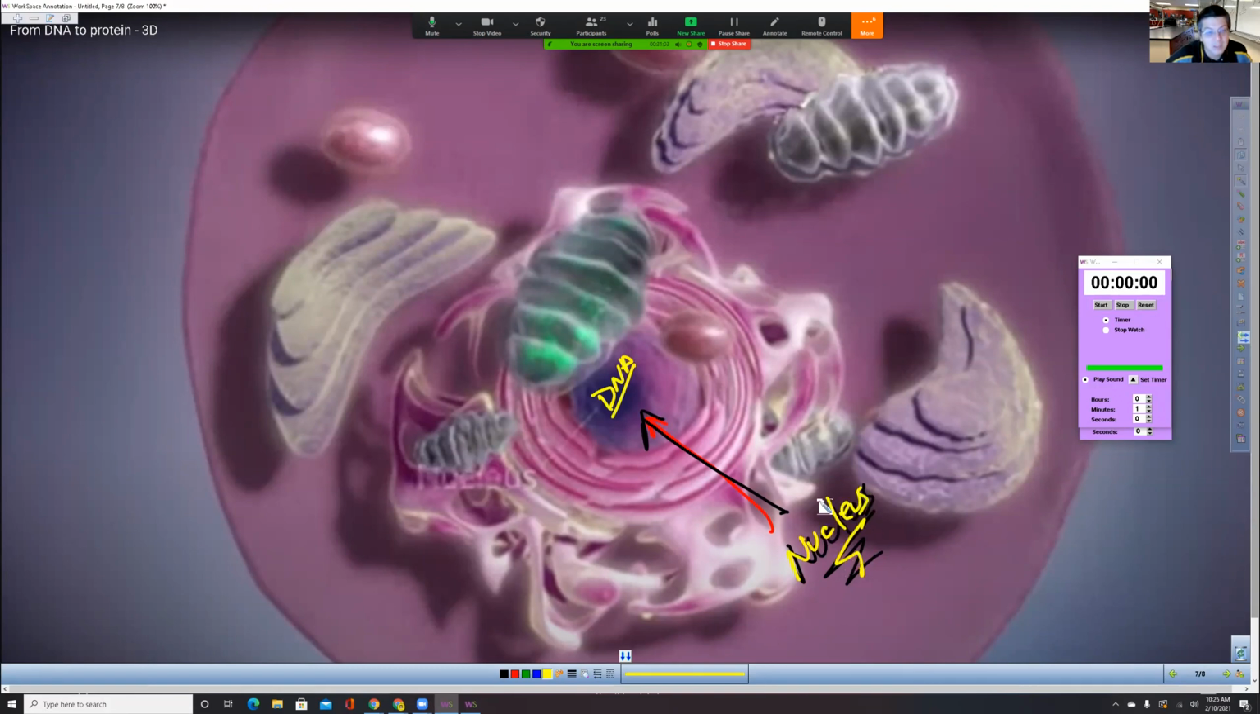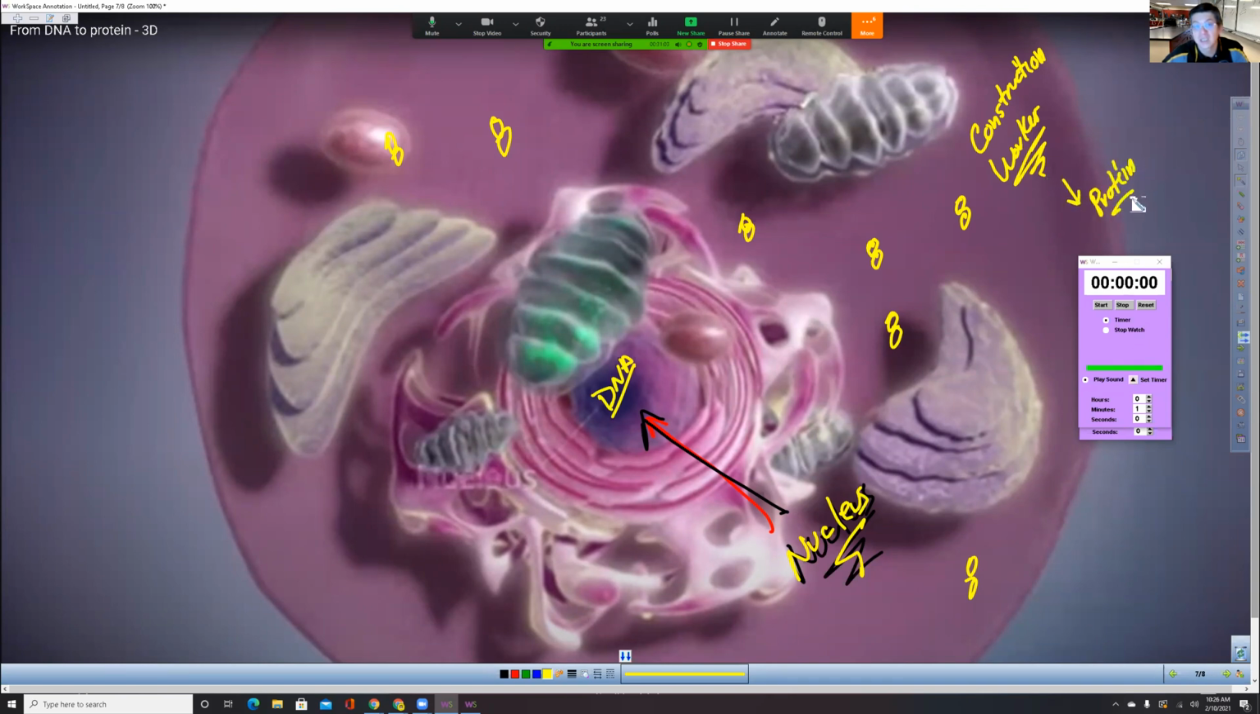Now I'm going to zoom in. And remember, where are the ribosomes? In the cytoplasm? In the cytoplasm, very good. So the ribosomes are out here. Here's a ribosome. All those little guys are ribosomes. Think of them like little workers, little construction workers. And what they construct is proteins.